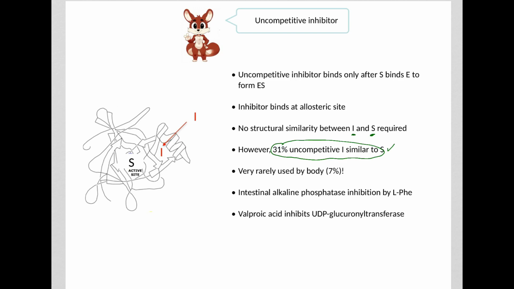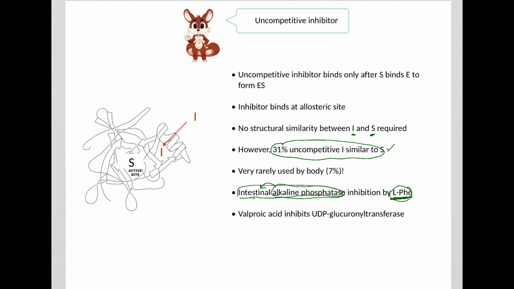Examples of uncompetitive inhibitors, again, this is very rare. One of the best examples is L-phenylalanine, an uncompetitive inhibitor of the enzyme alkaline phosphatase that is produced by the intestines. This enzyme is produced by different organs, including bone and intestine and so on. L-phenylalanine is an uncompetitive inhibitor only for the intestinal alkaline phosphatase.